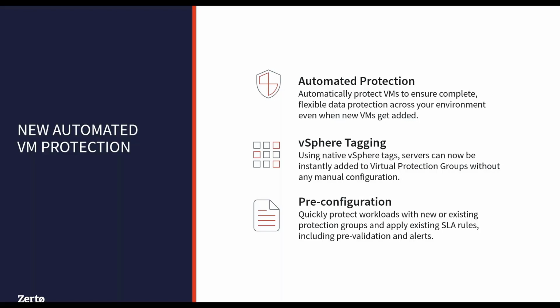So a system admin or a virtualization administrator can simply create a VM, make sure it gets the right tag, and based upon those tags, Zerto will automatically configure the VM for protection. And we're doing that based on predefined virtual protection groups, making sure that we protect them against the SLAs that we require. So without further ado, I don't want to bore you too much with slides. Let's dig into that actual demo of automated VM protection.